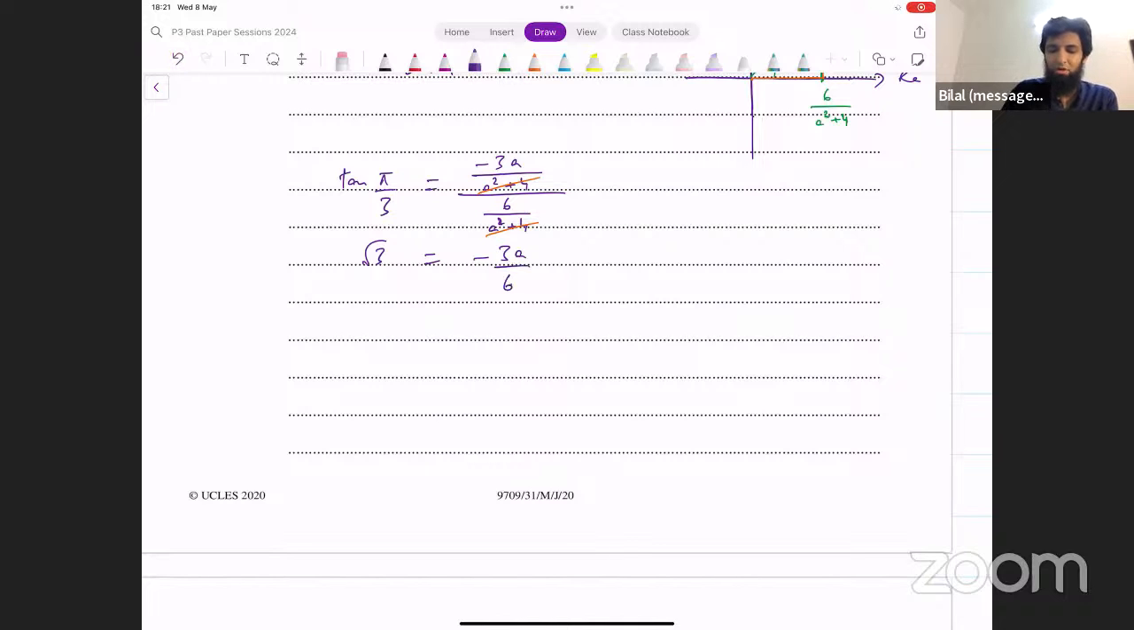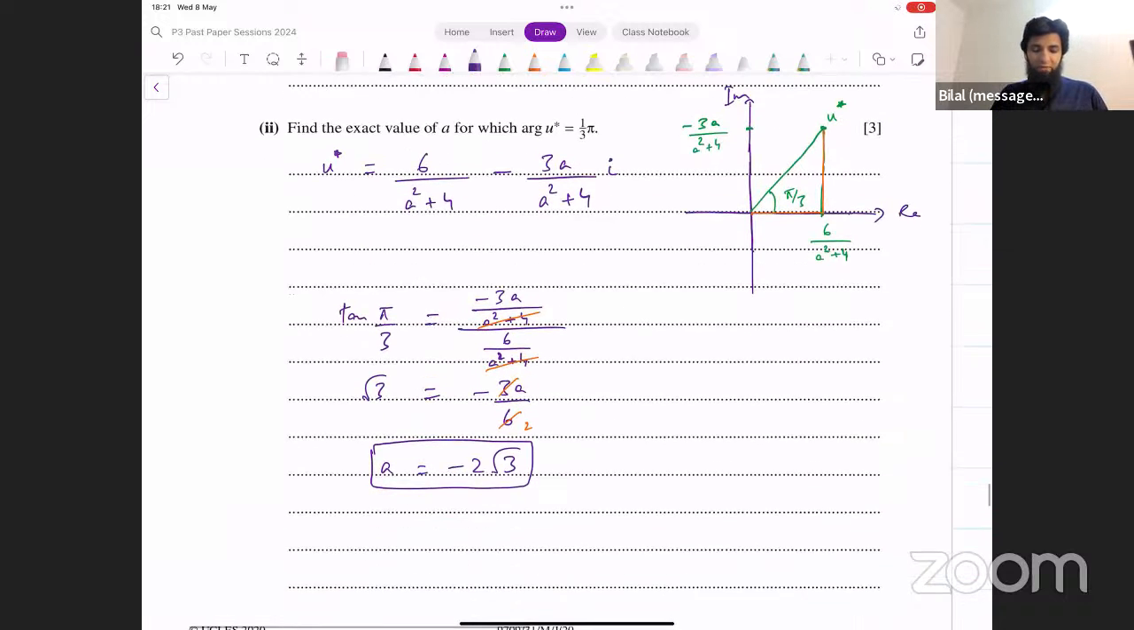Now, these also get cancelled. 3 gets cancelled with 6. You've got 2 left here. And the value of a turns out to be minus 2 under root 3. That is what we were looking for. A equals minus 2 under root 3. Okay, that's the second part of this.